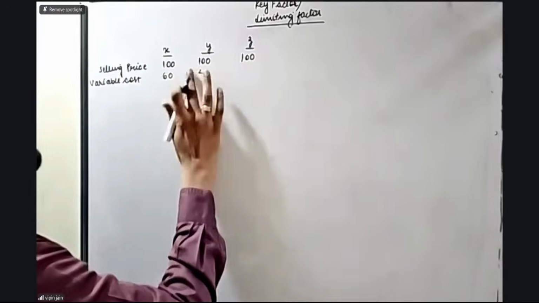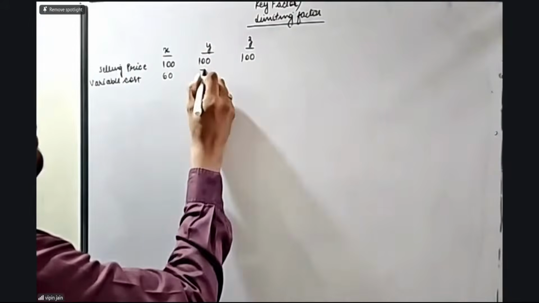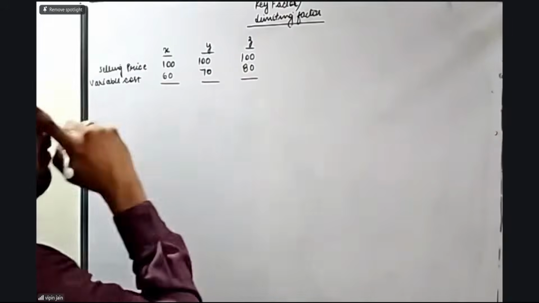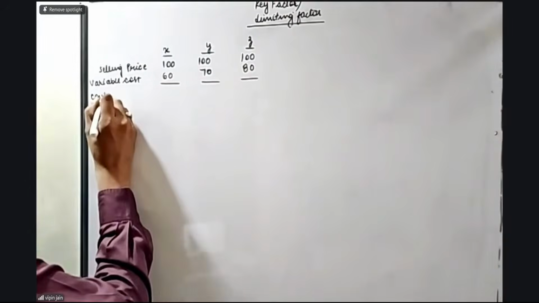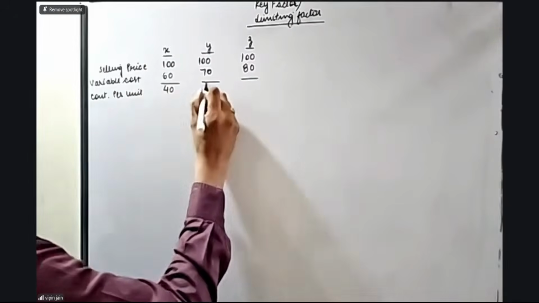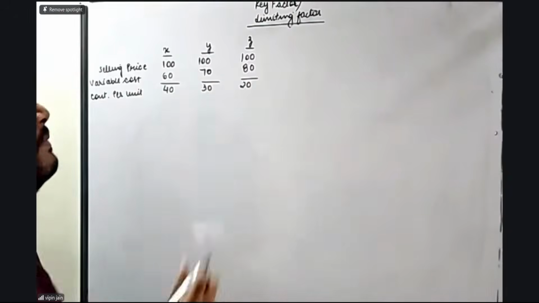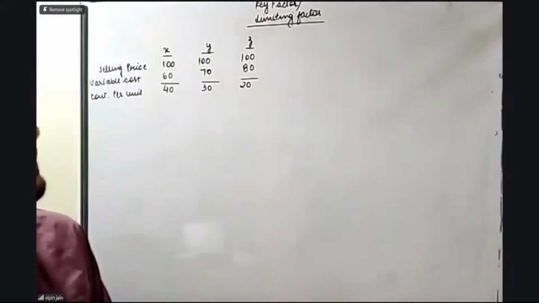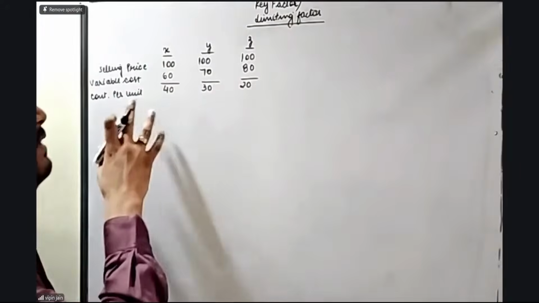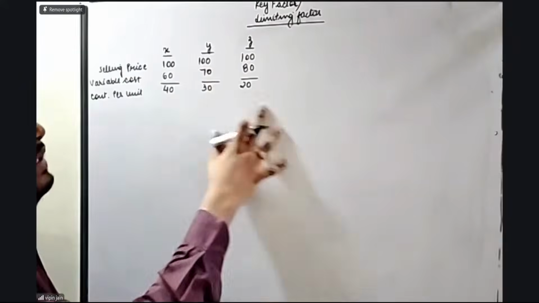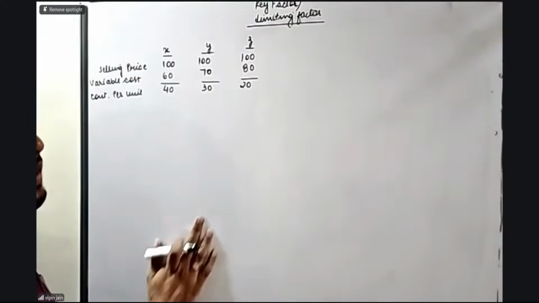Variable cost is also given. So contribution per unit is we have. So this is the scenario wherein I'm manufacturing three types of product, X, Y, and Z. The selling price of these three products is same. However, the variable cost is 60, 70, and 80. Now the contribution per unit is 40, 30, and 20.